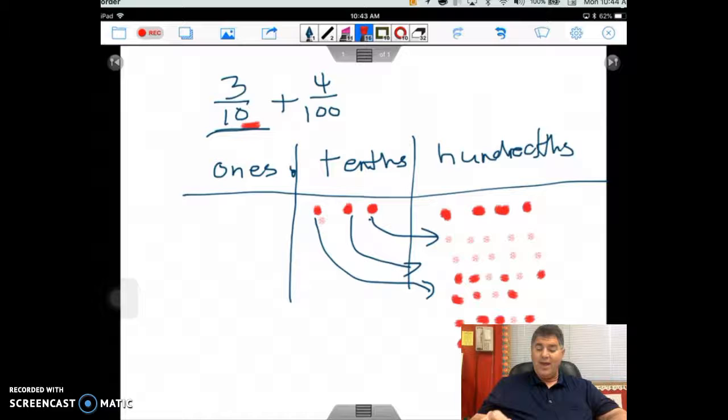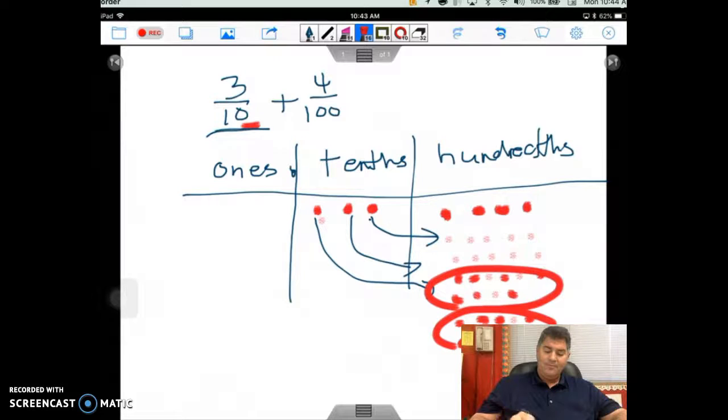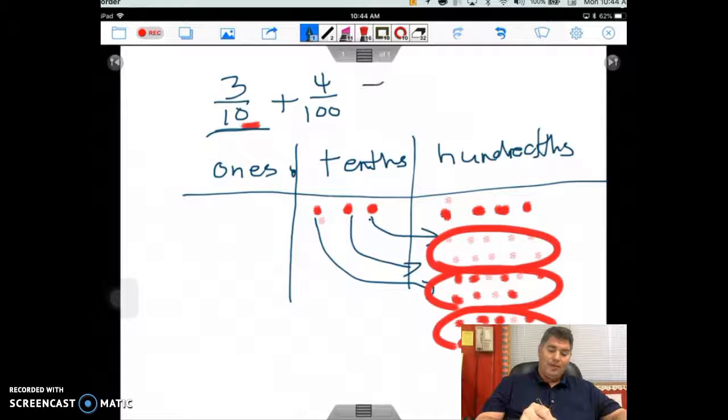So how many hundredths do we have all together? We have 10, 20, 30, 1, 2, 3, 4. So we'd have equals 34 hundredths.